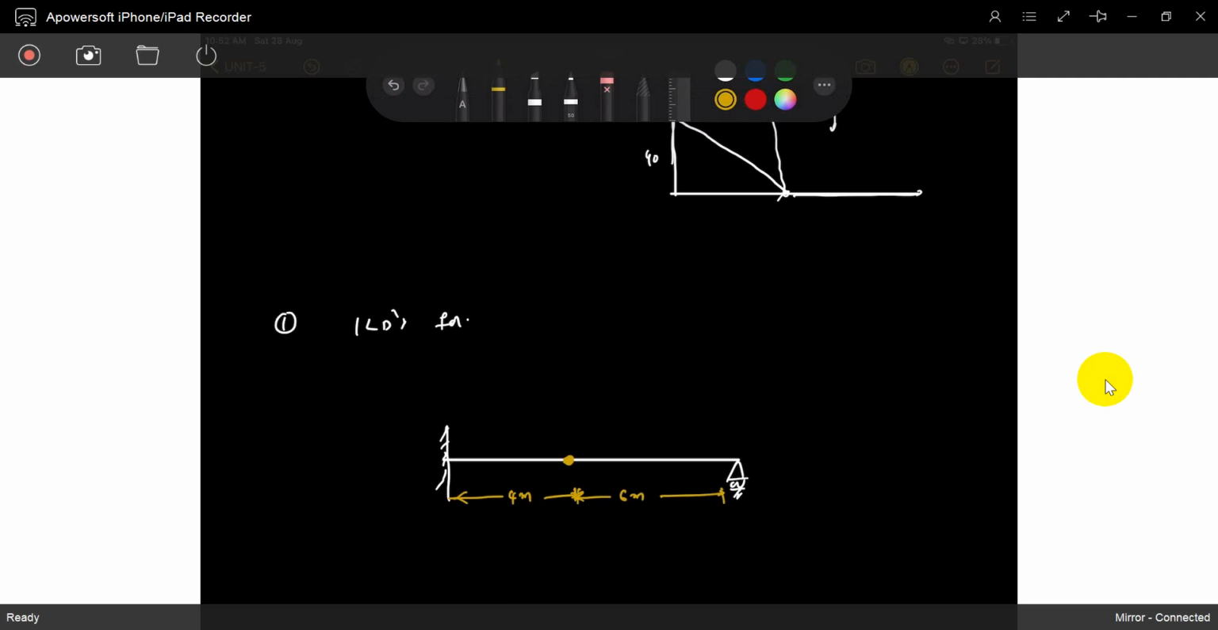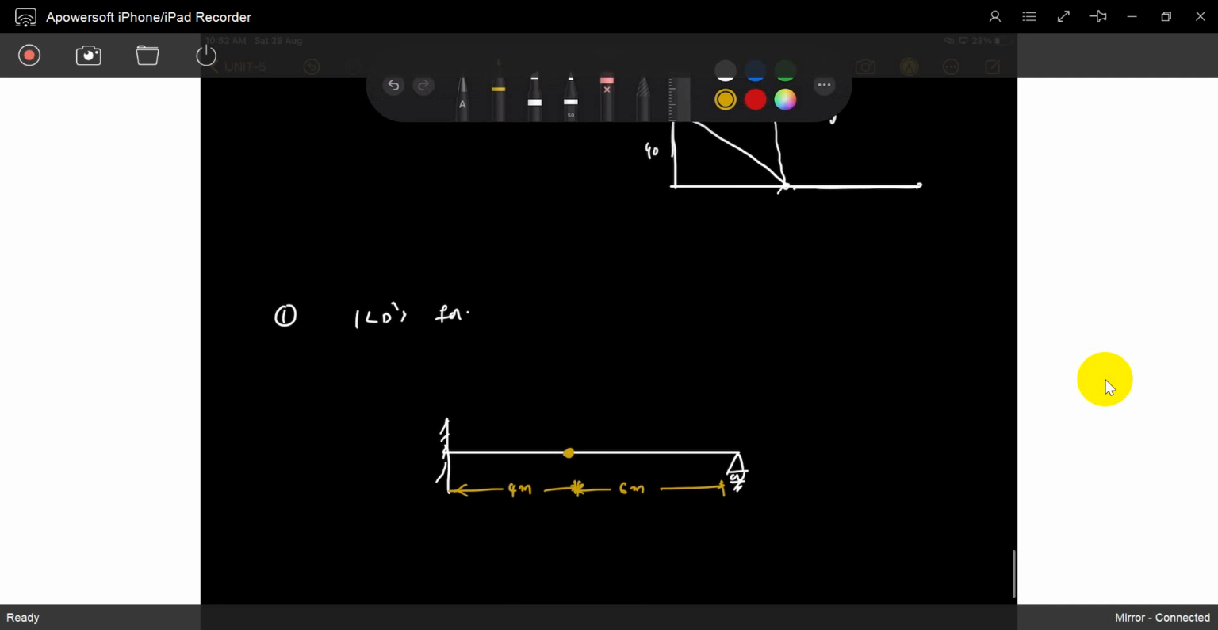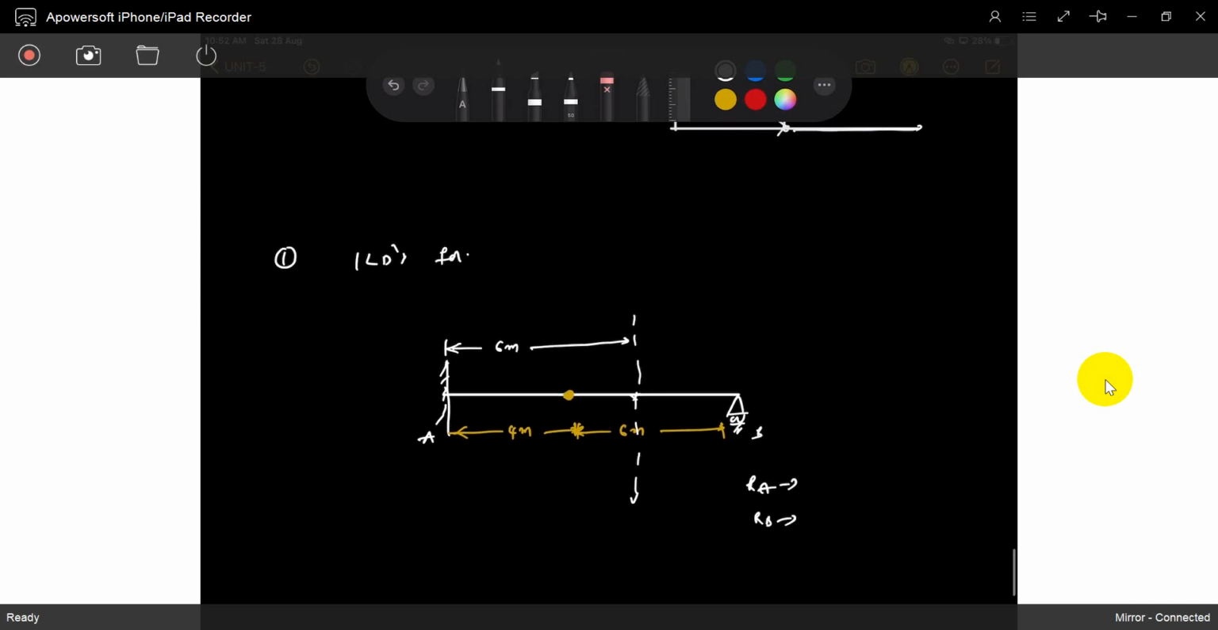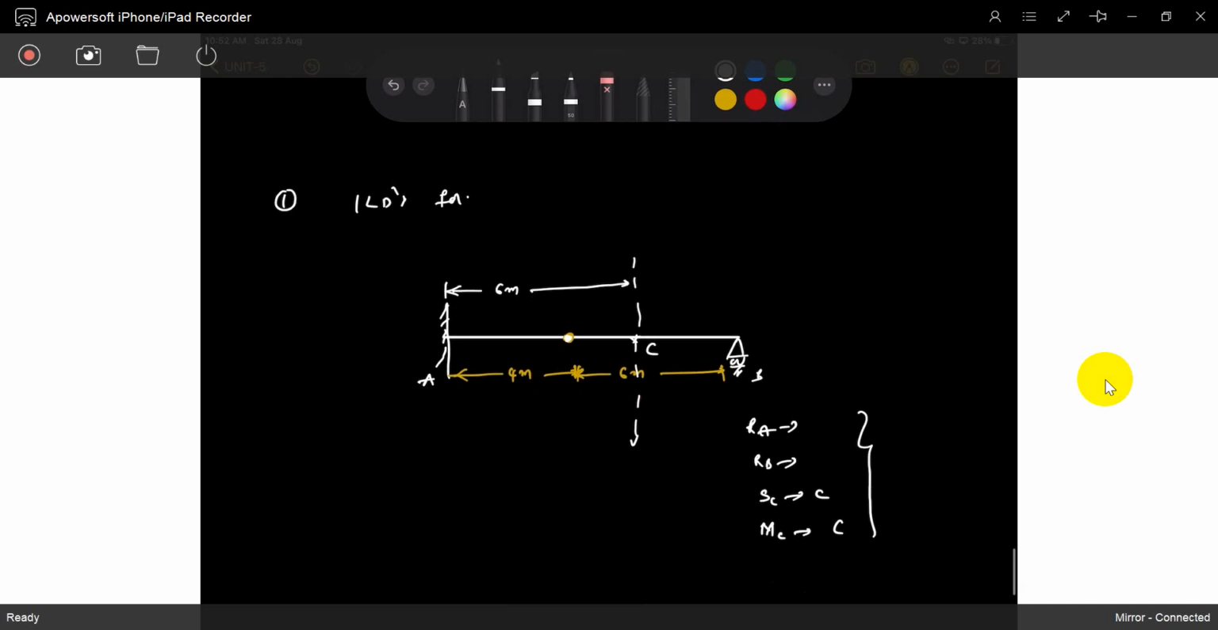Okay. Develop ILDs. This is a hinge. Develop ILDs for A, B, and at this location. What is this location? This location is 6 meters from that position. Develop ILDs for RA, RB, and also shear at location C, bending moment at location C. Can you develop? So this is a hinge. You can easily find out RA, RB, RC.